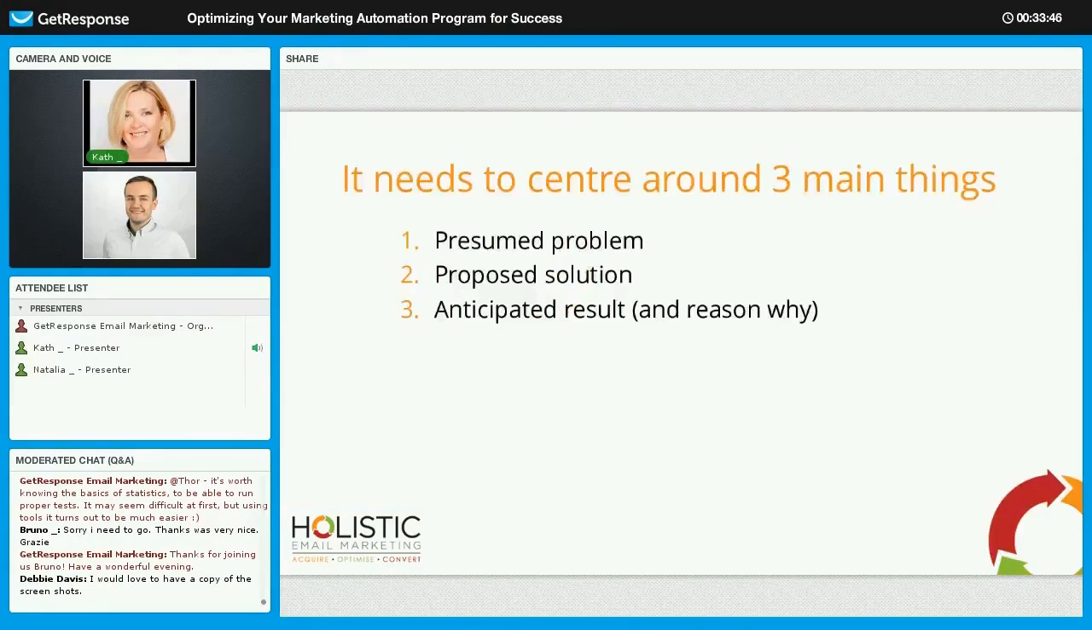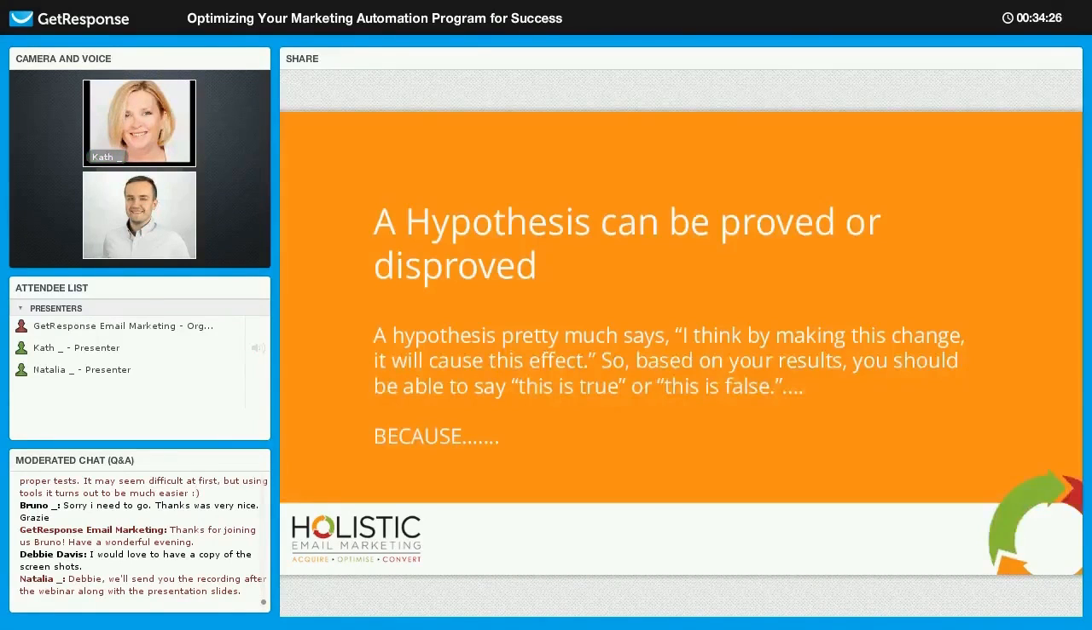And the third thing we want to do is create a hypothesis. And that hypothesis needs to center around three main things. The first thing being a presumed problem. And the second is the proposed solution. And the third is the anticipated result. And I've also thrown in a reason why, so that could actually be four. Because that last one, that's crucial. And I resolve that with saying because. So whenever I write my hypothesis, I will write the hypothesis and then I'll say because. And that because is the learning that we're going to be gaining from that particular test.